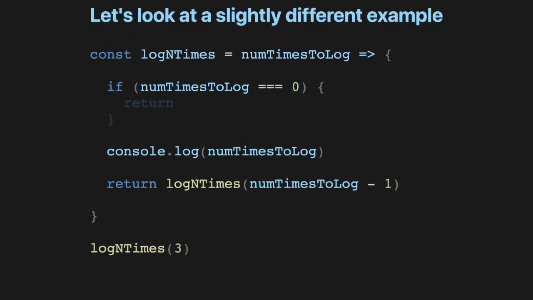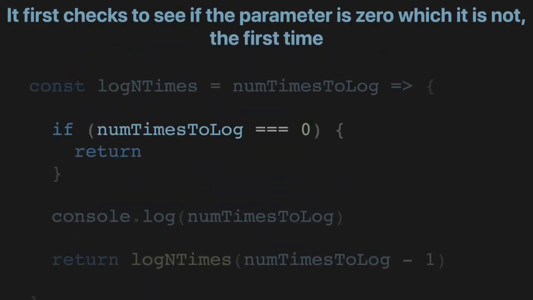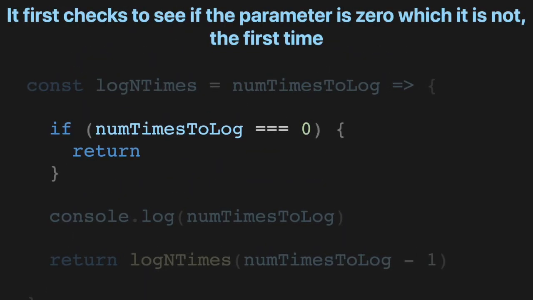So let's look at a slightly different example. This is a function that will log a certain number of times. We're calling it with 3 at the bottom. And so it's going to log 3 times, right? Because we told it to. So we're first going to check to see if the parameter is 0, which the first time it's not going to be because, as we said, we called this with 3, right? So 3 is not equal to 0.